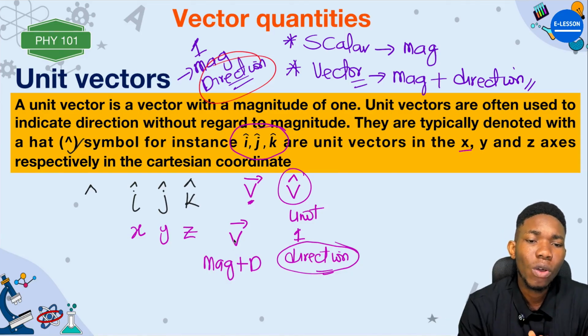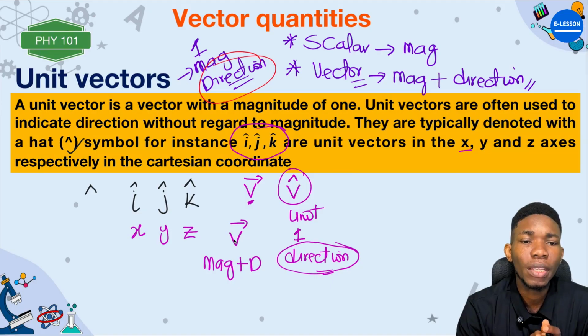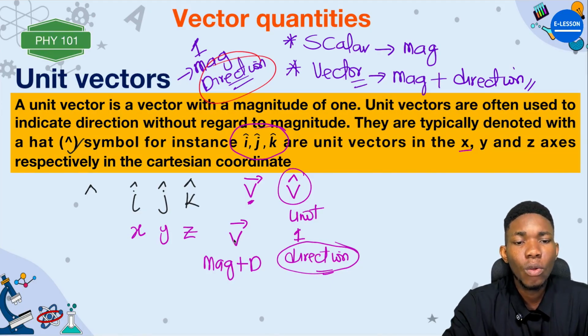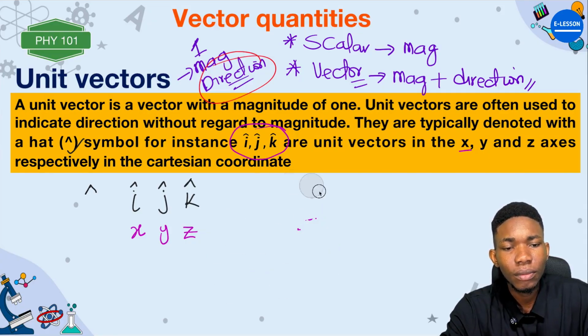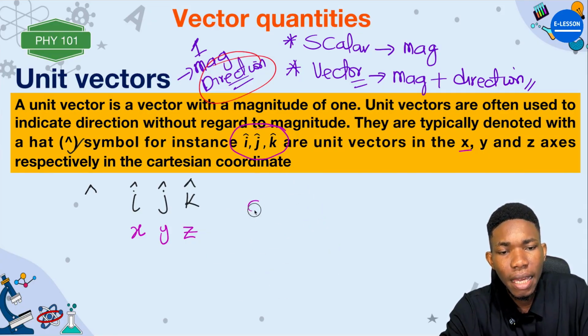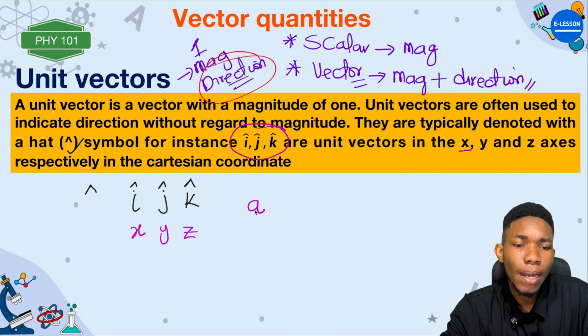So unit vectors are vectors that have a magnitude of 1. Specifically, they are used to indicate direction. So for instance, if I give you a vector, let's say A, and I want to know the direction of this vector. Now, this vector has both magnitude and direction.